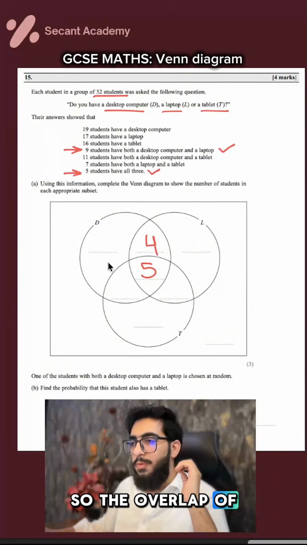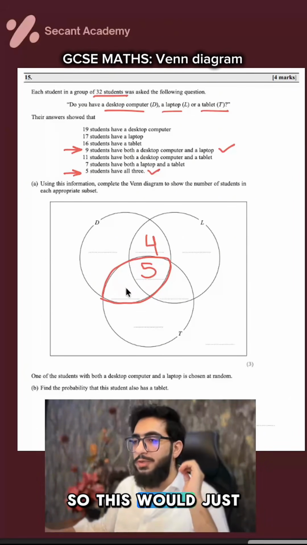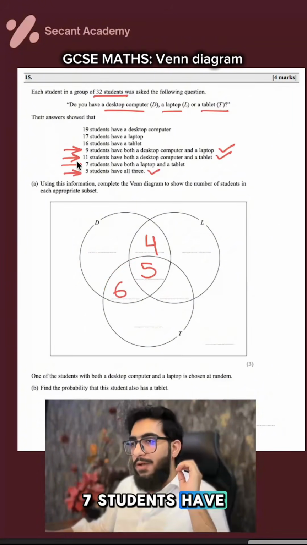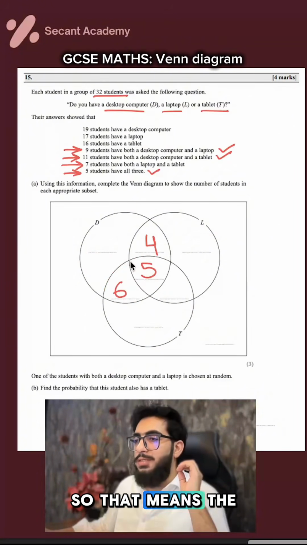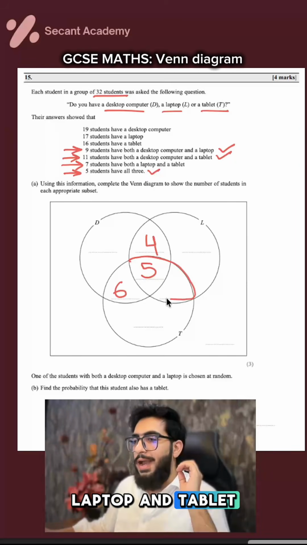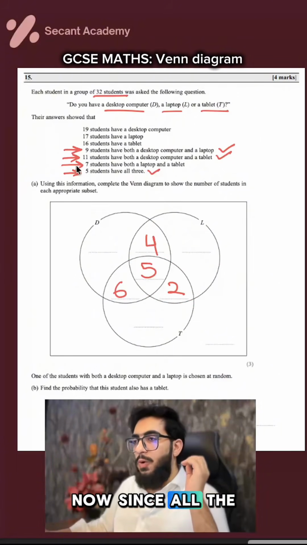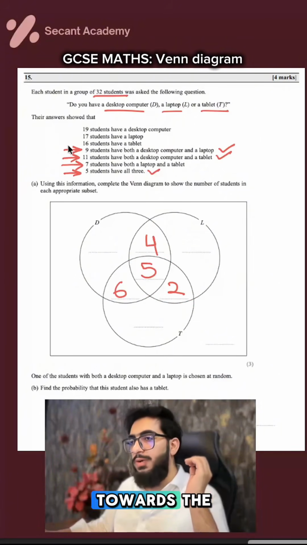So the overlap of desktop and tablet would just be 11. So this region should be 11 and 5 is already there. So this would just be 11 take away 5, that's 6. 7 students have both a laptop and a tablet, so that means the overlap between laptop and tablet should all be 7. But since 5 is already there, we'll just add a 2 here. Now, since all the specific statements are done, we will go towards the general statements.